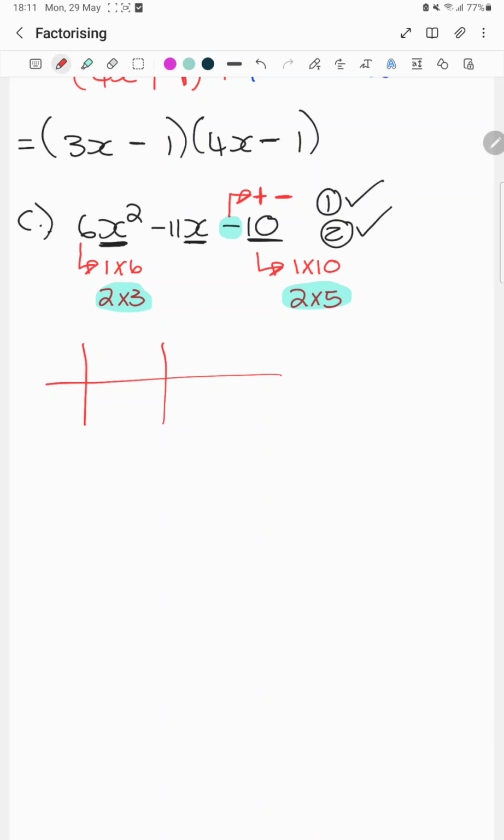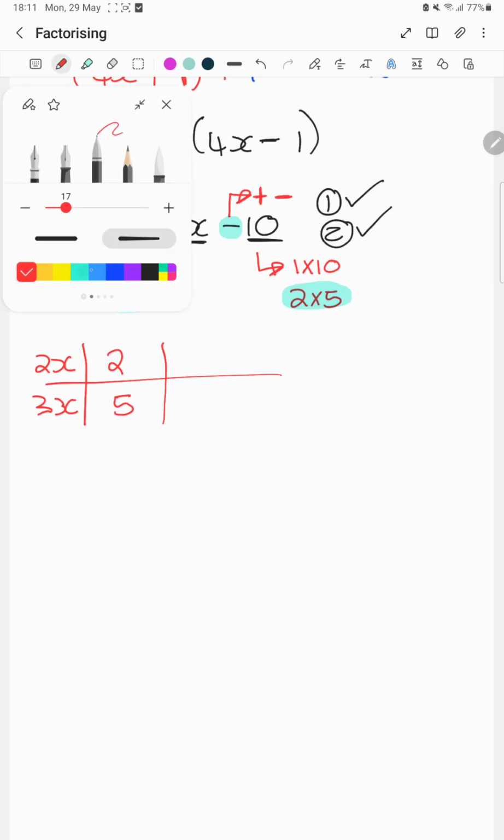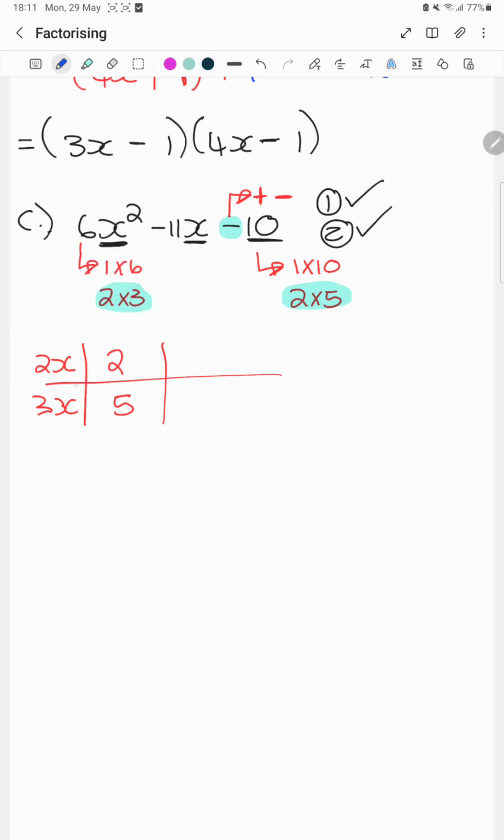This is based on trial and error, so if you see your first option does not work, you can always convert to your second option. Alright, so let's get started with this one. I'm going to have a 2x and a 3x, and I'm going to have a 2 and a 5. Now we are going to cross multiply, which means I'm going to say 2x times 5, which will give me 10x. And 3x times 2, which is 6x.